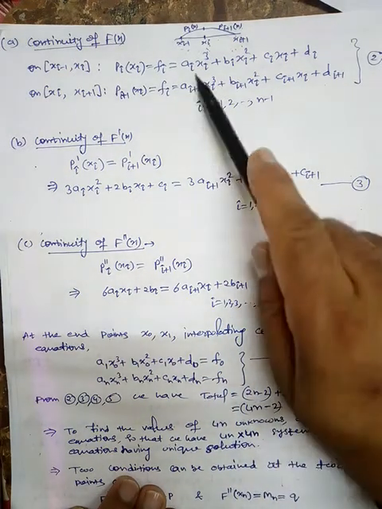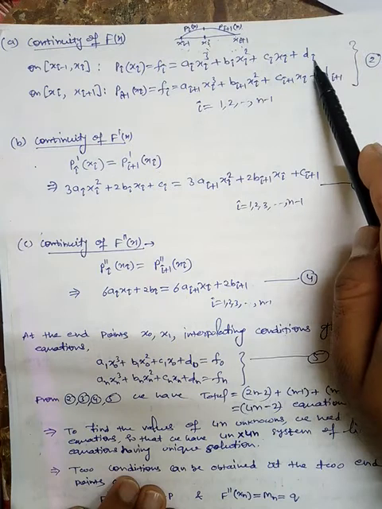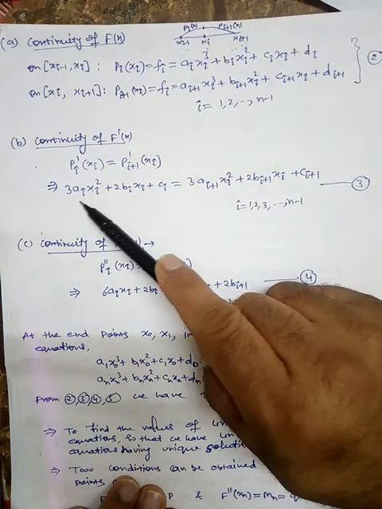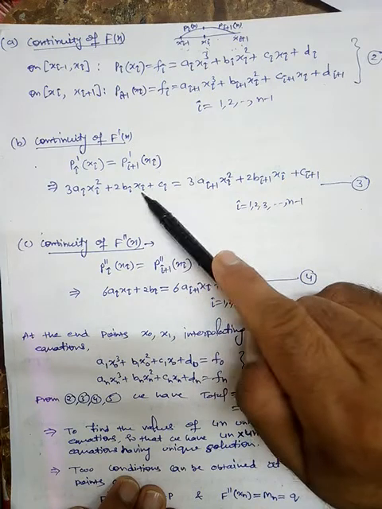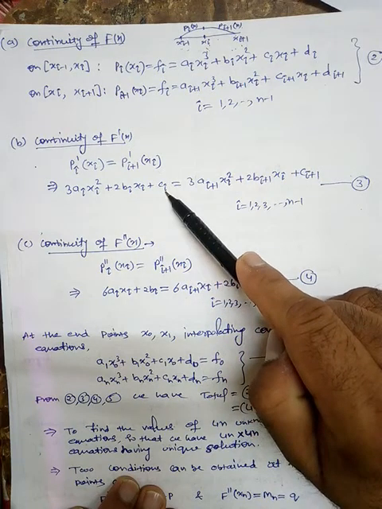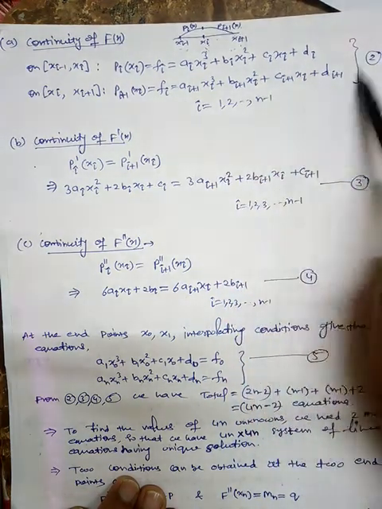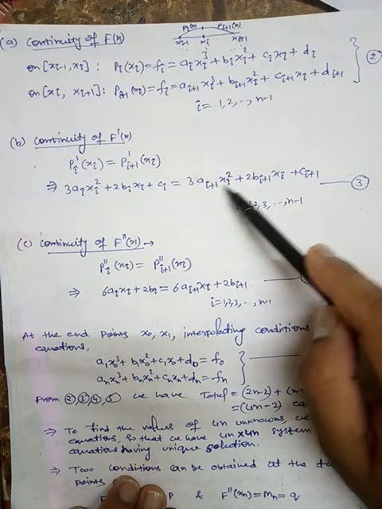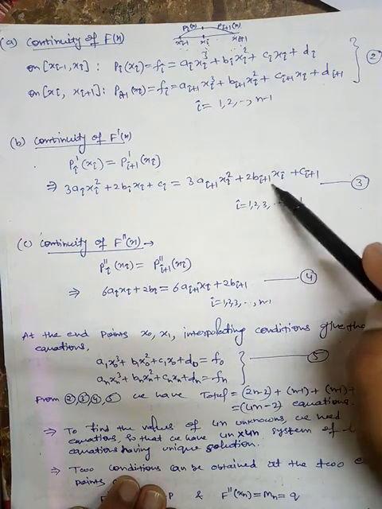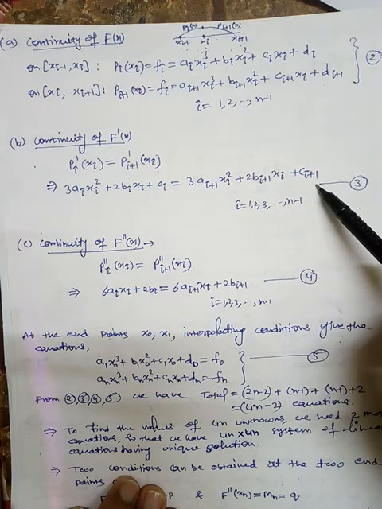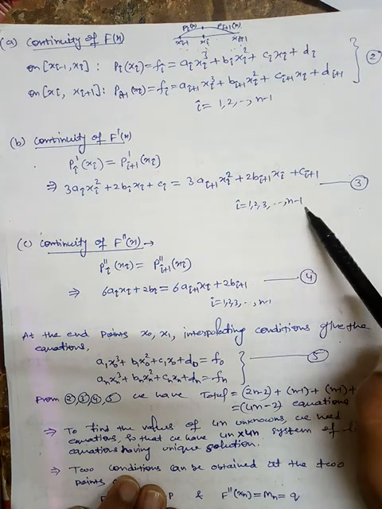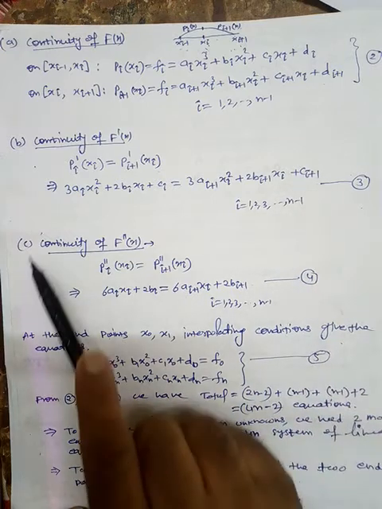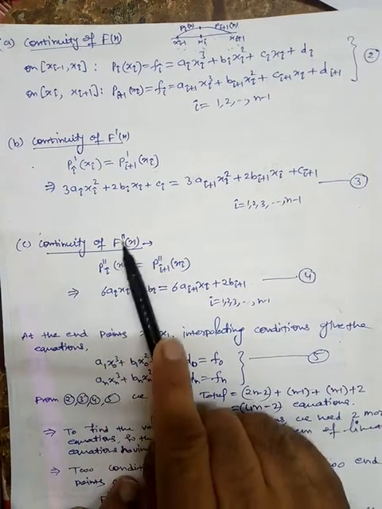Okay. So just differentiate this with respect to x and then put x equal to xi. So we get 3ai xi square plus 2bi xi plus ci. Similarly, differentiate this with respect to x. So we get 3ai plus 1 xi whole square plus 2bi plus 1 xi plus ci plus 1. Here i is again 1, 2, 3 up to n minus 1, the intermediate node points. Third is continuity of the second derivative.